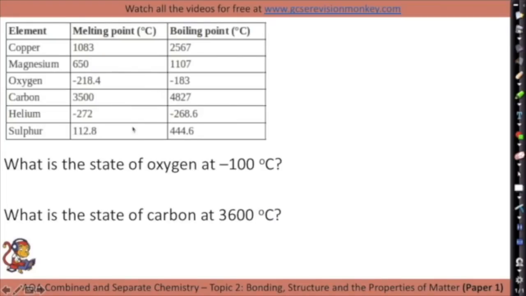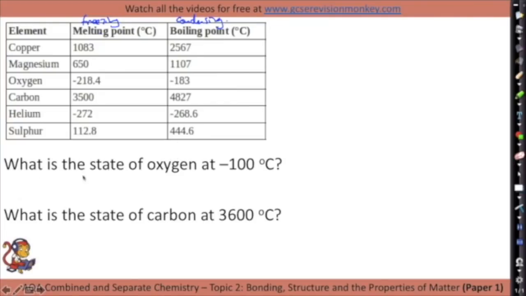Perhaps the most difficult thing with changes of state that you might be asked to do is interpret tables giving information on melting and boiling points, for example. You need to remember that melting point is exactly the same as freezing point, and boiling point is exactly the same as condensing point in terms of the temperature that they occur at.